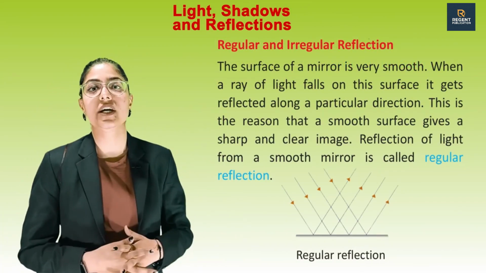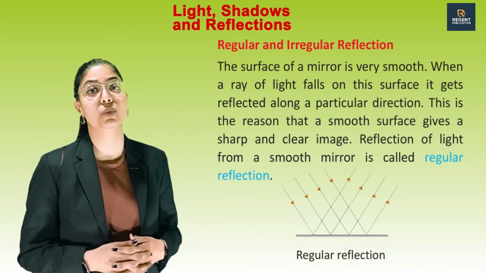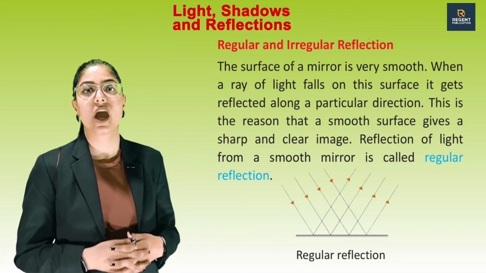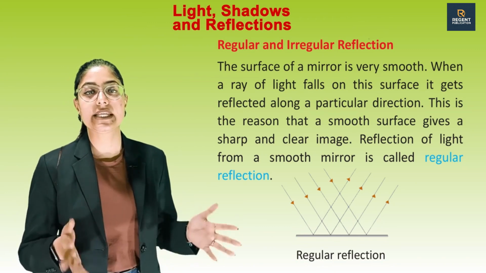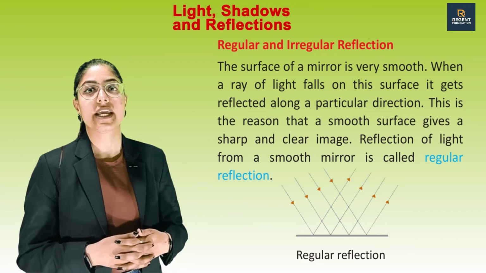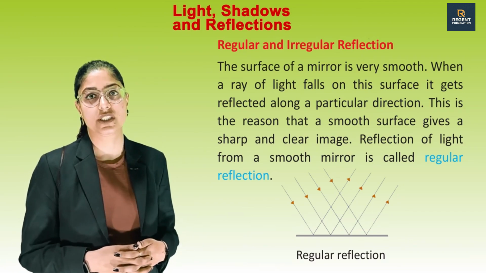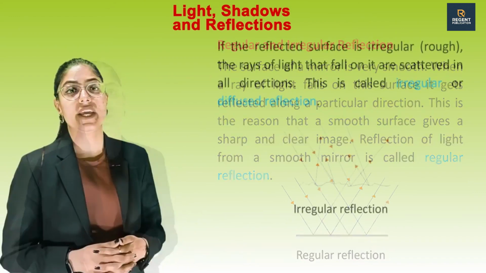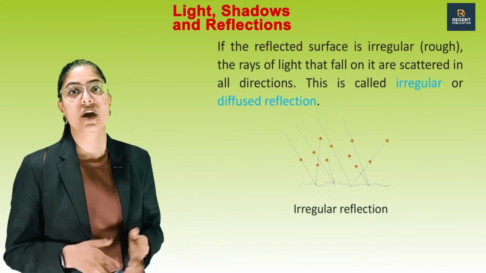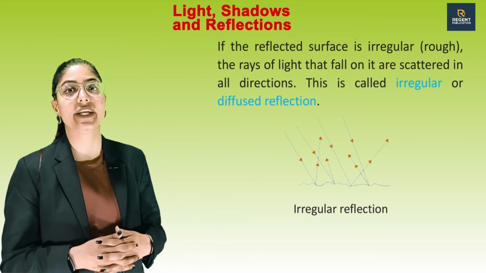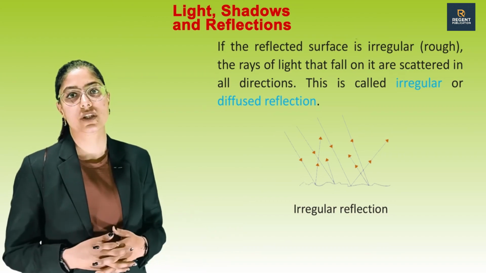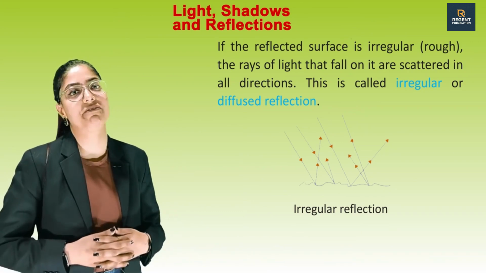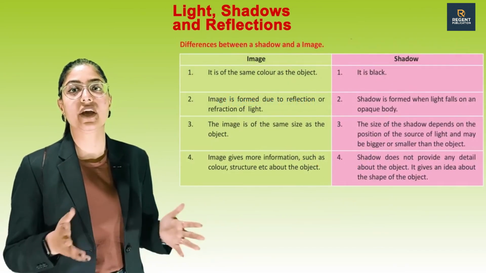Regular and irregular reflection. The surface of the mirror is very smooth. When the ray of light falls on this surface, it gets reflected along a particular direction. This is the reason that a smooth surface gives a sharp and clear image. Reflection of light from a smooth mirror is called regular reflection. If the reflecting surface is irregular or rough, the rays of light that fall on it are scattered in all the directions. This is called irregular or diffuse reflection.